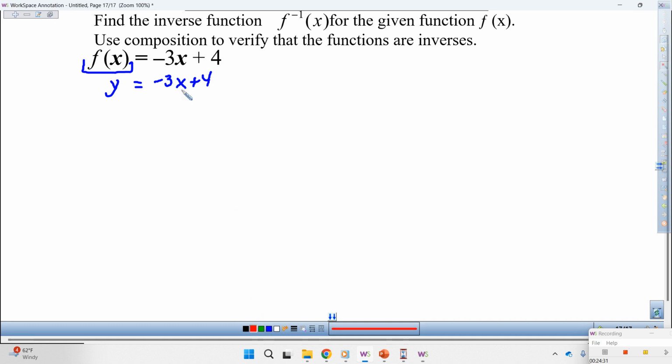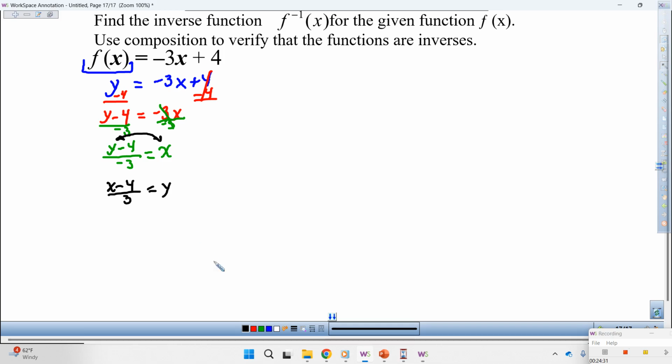Then what do I do, everyone? Leave x by itself, so I subtract 4, subtract 4. We got y minus 4 equals negative 3x. Next, divide by negative 3. We're left with y minus 4 over negative 3 equals x. Is that the inverse? No, until we do what, everyone? Flip or switch the variables, yes? So therefore, x minus 4 over negative 3 equals y.